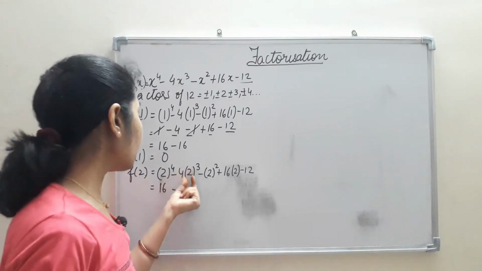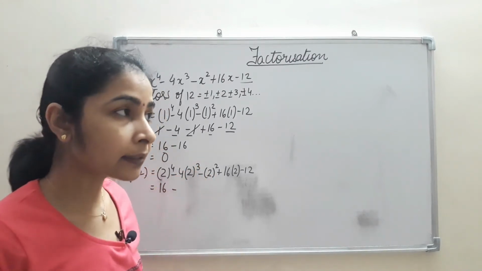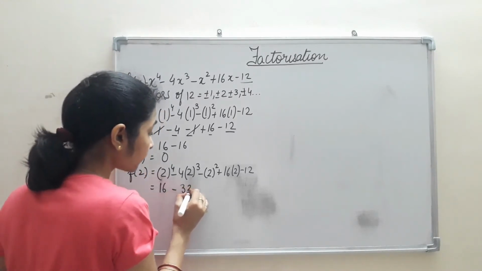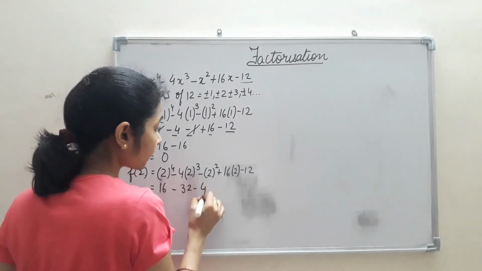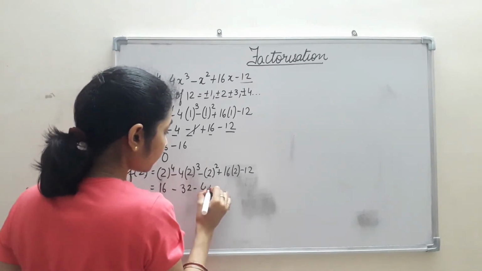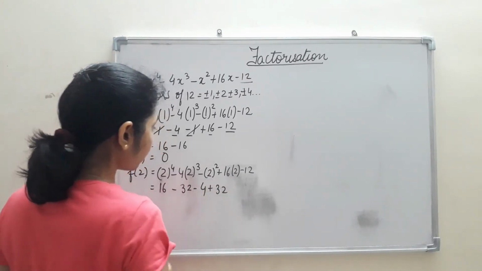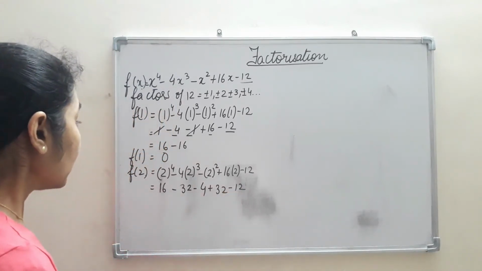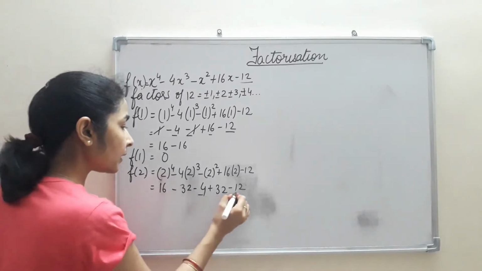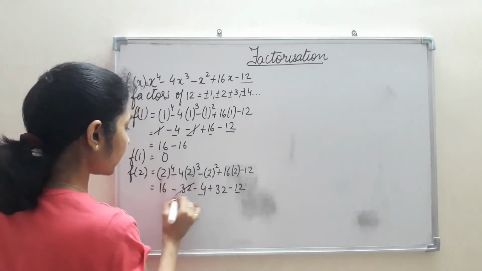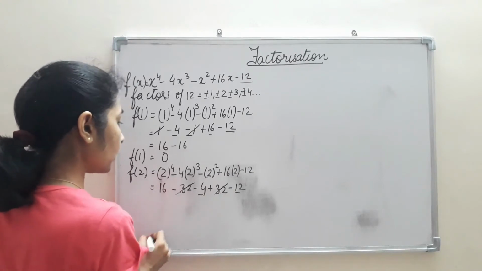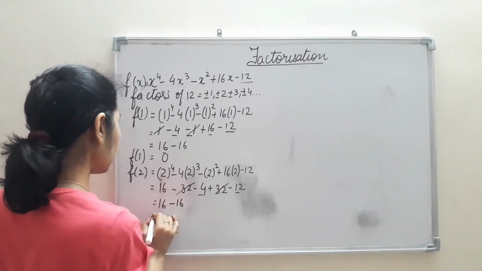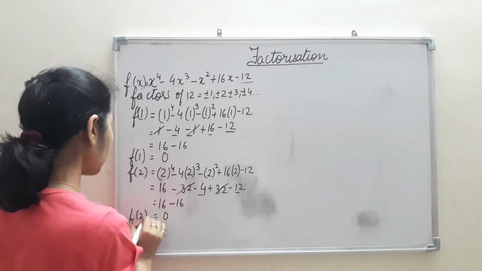minus 2 raised to the power 3, that means 8, and 8 4s are 32. So here we have got 32 minus 2 2s are 4, 16 2s are 32, and minus 12 remains as it is. Here we again have 2 negative terms, and these 2 are positive and negative, so we just cancel them. Now 16 is positive and minus 4 and minus 12 gives me again minus 16, and I have got 0. So function of 2 is also 0.